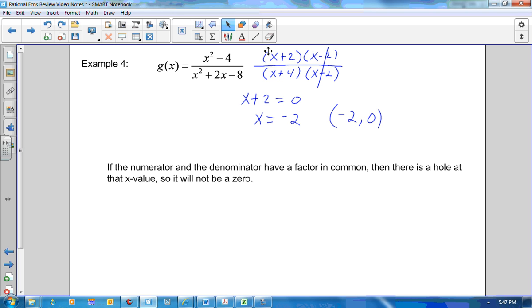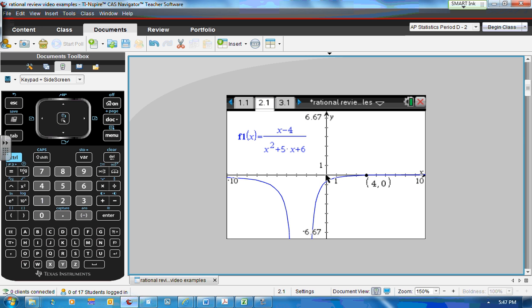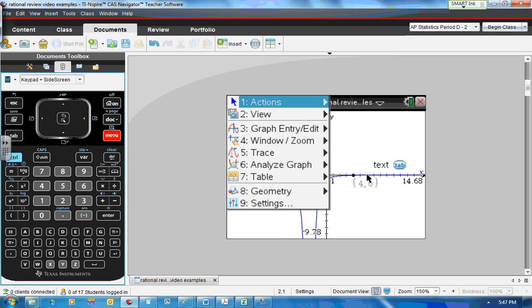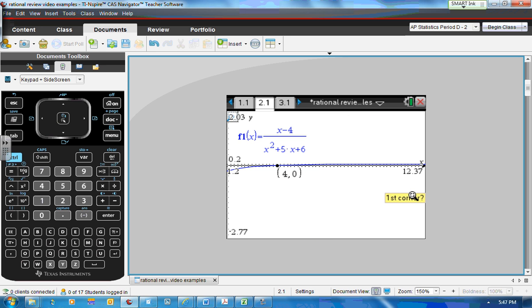If the numerator and the denominator have a factor in common, then there is a hole at that x value, so it will not be a zero. Let's look at the graph of that. Okay, we see at positive 4 we have a zero over here. There was not one at negative 2. And if I zoom out here, even though it looks like the graph is perhaps crossing the x-axis, I'm going to do a window zoom and a zoom box to show you what's happening here. If I box this out, I can see that it's right above the x-axis.